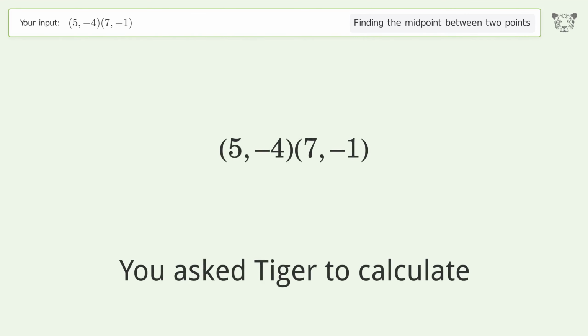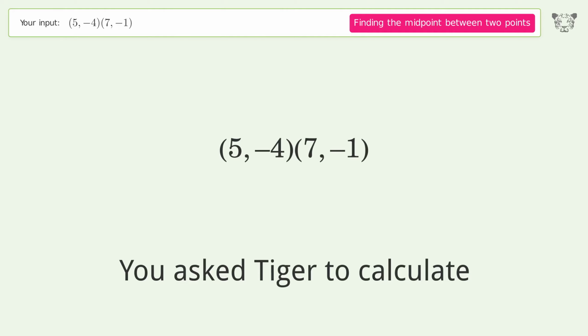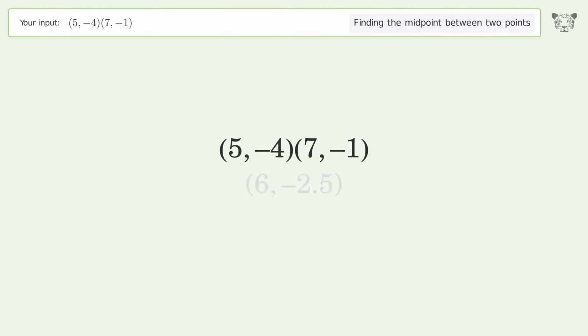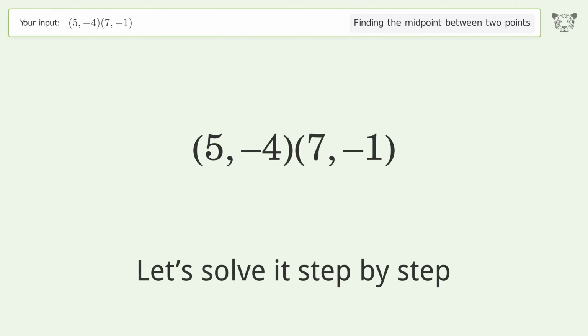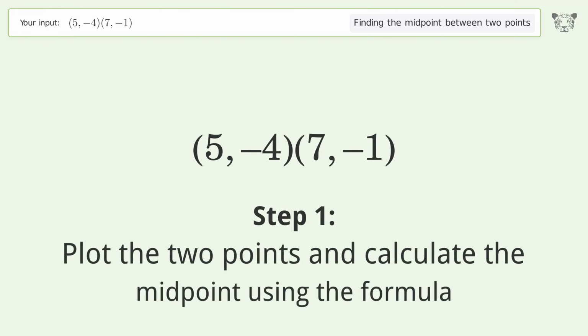You ask Tiger to calculate. This deals with finding the midpoint between 2 points. The midpoint between the 2 points is 6, -2.5. Let's solve it step by step. Plot the 2 points and calculate the midpoint using the formula.